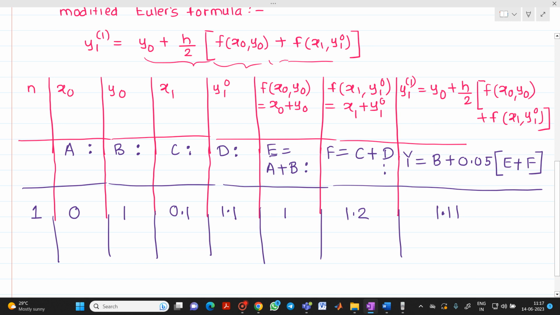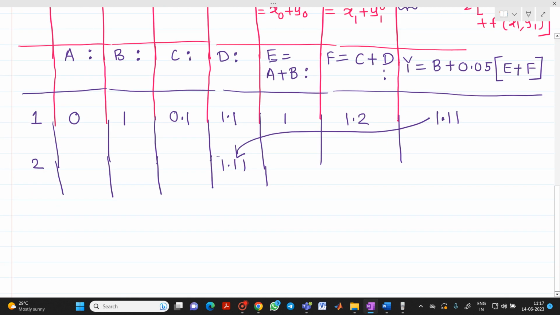Now in the next iteration, what to do? Please see it carefully. Whatever answer you get of y1 of 1, you have to substitute in place of y1 of 0. So this will be your 1.11. Again, please see it carefully. Whatever answer you get here as y1 of 1, you have to substitute here in y1 of 0. Remaining terms will be the same, that is 0, 1, 0.1.